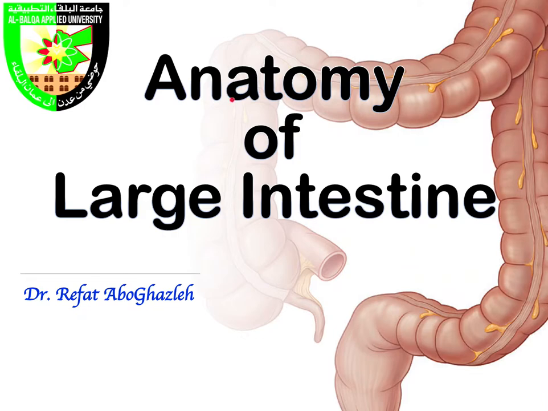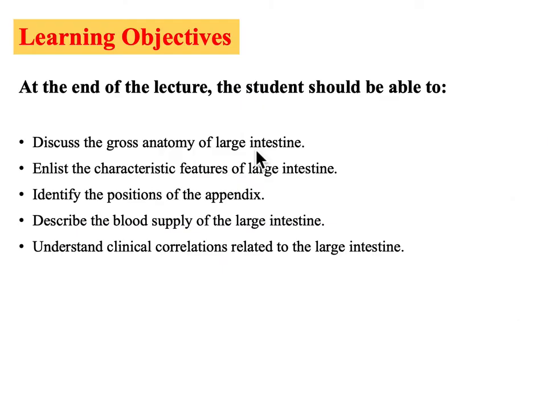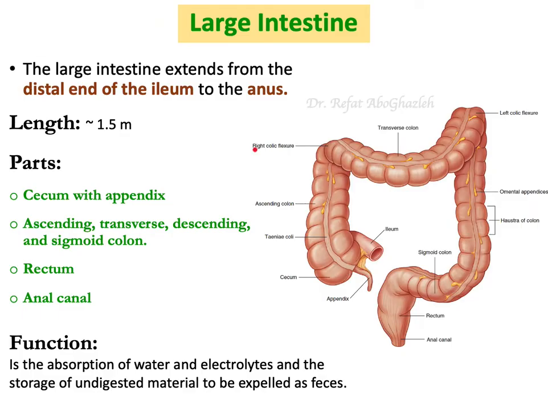Welcome everyone to another lecture in the GI system, which is about the anatomy of the large intestine. You remember from the last time we talked about the small intestine, and we said that this is the terminal end or the distal end of the ileum, which is the end of the small intestine, and at the same time it's the beginning of the large intestine. So this is the large intestine you see in this figure that extends from the distal end of the ileum all the way to the anus.